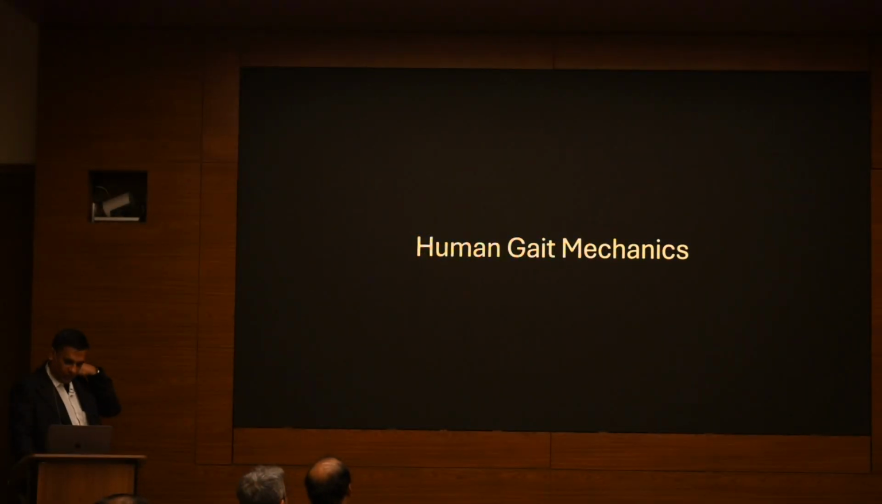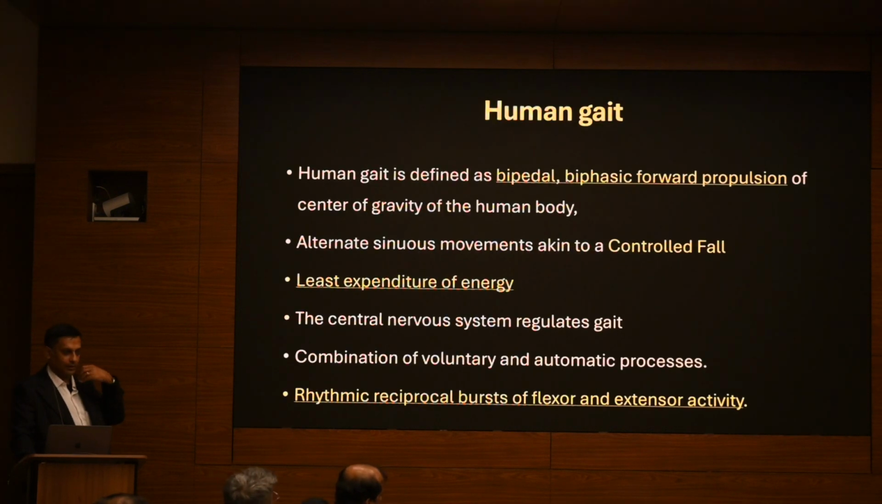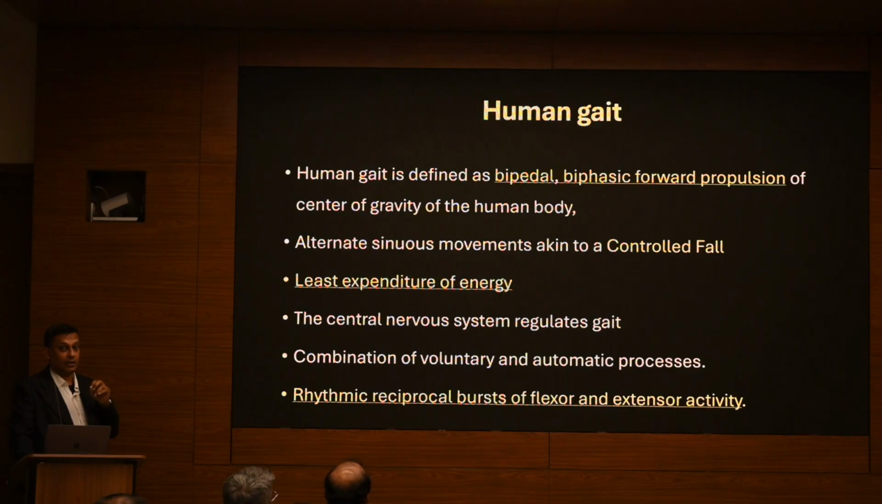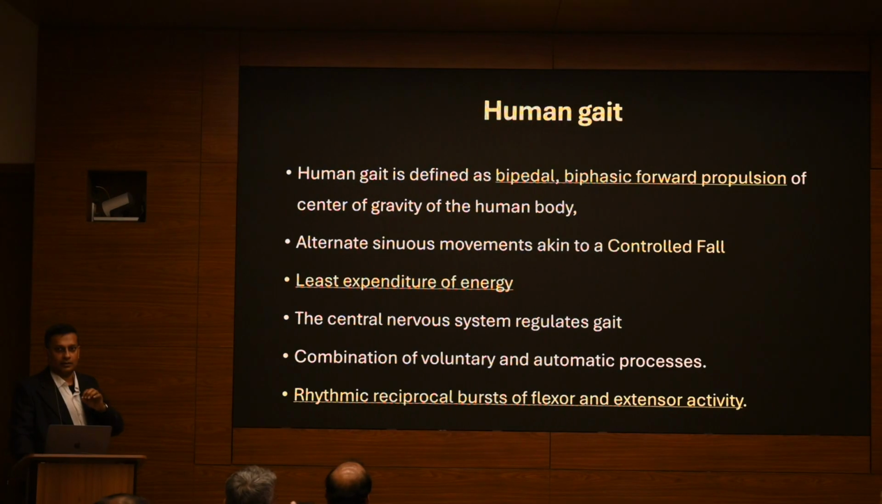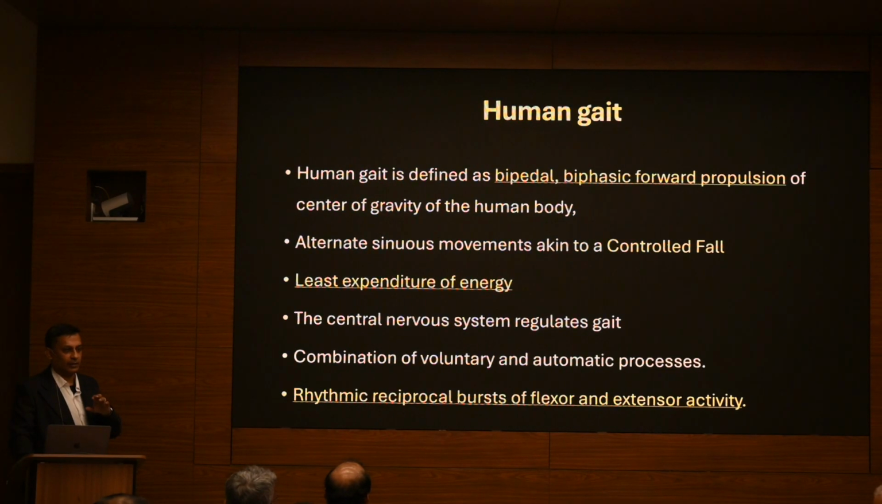So, human gait mechanics. As Tatte sir was speaking in the morning, humans are the only obligate bipeds in the entire animal kingdom. Every other animal is a quadruped. They only walk on two legs out of necessity at times. Even the gorillas and chimpanzees are quadrupeds. Humans are the only obligate bipeds.